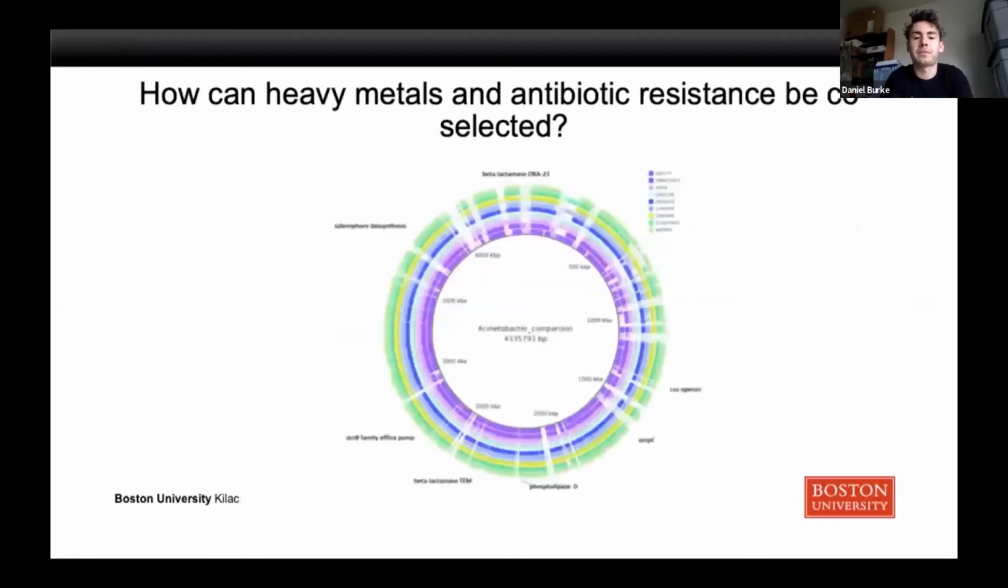So how can heavy metals and antibiotic resistance actually be co-selected? We're not really concerned with mutations within existing genes as we are with the acquisition of heavy metal and antibiotic resistance genes and incorporation into the genome through processes such as horizontal gene transfer, in which plasmids, transposons, and integrons can actually be incorporated into the genome of a naive baumannii. And this baumannii can now develop resistance to both heavy metals and antibiotics.